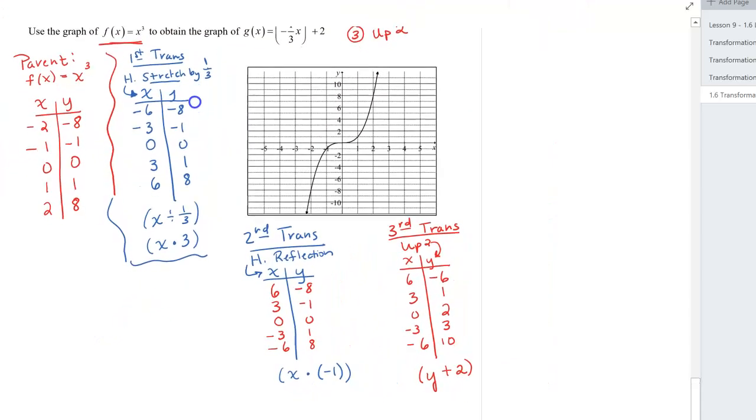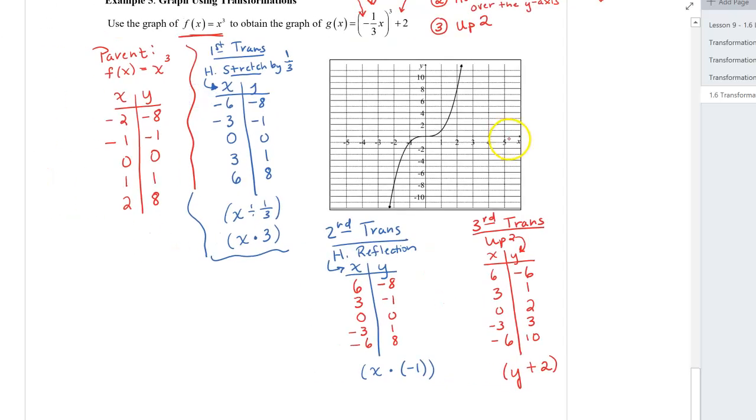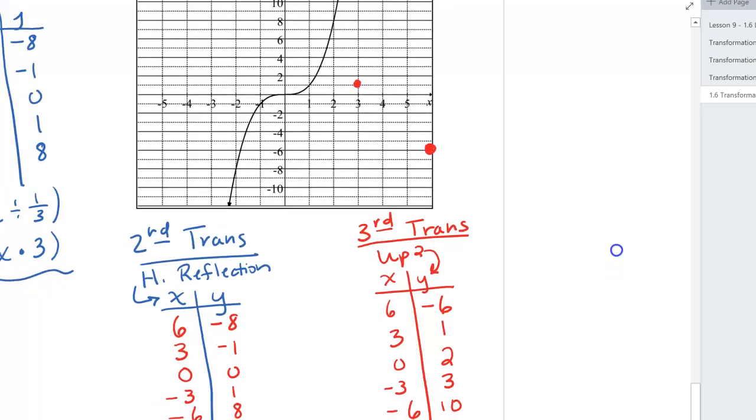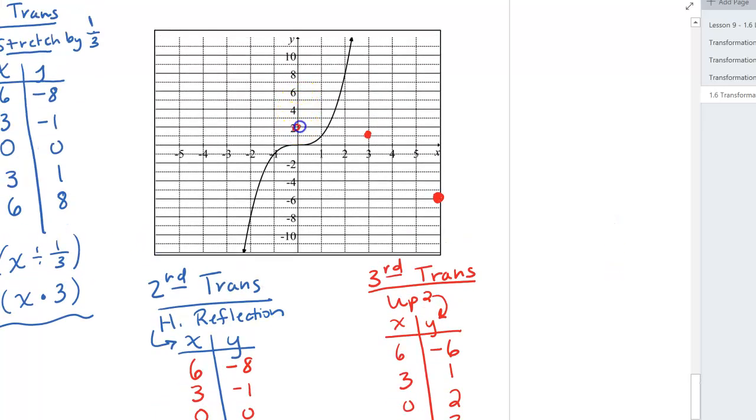So now I'm going to plot these points. So I have 6, negative 6, which is going to be right here. I have 3, 1, which is right here. I have 0, 2, which is here. I have negative 3, 3, which is here. And then I have negative 6, 10, which is up here. So, it has still the same kind of snaky shape.